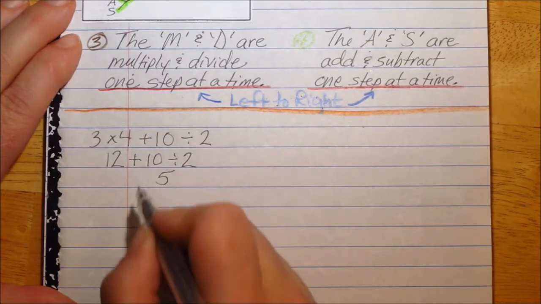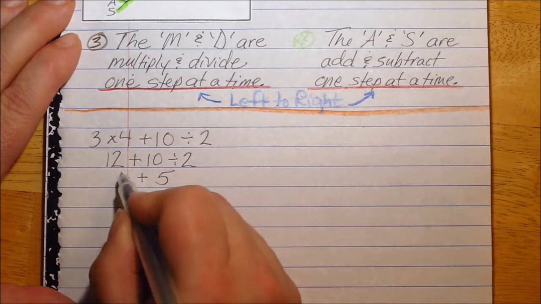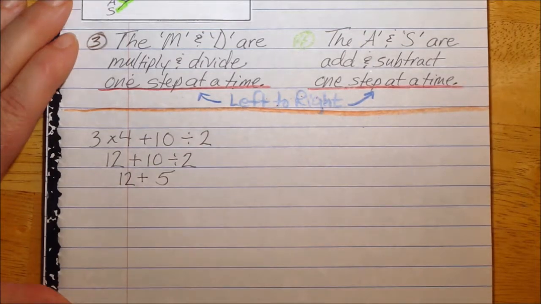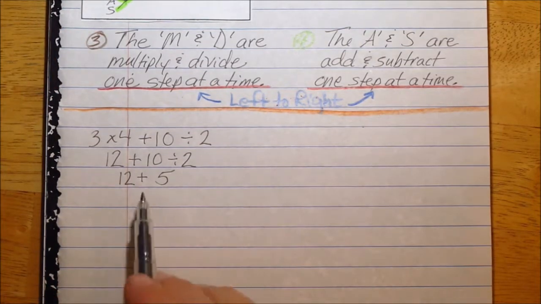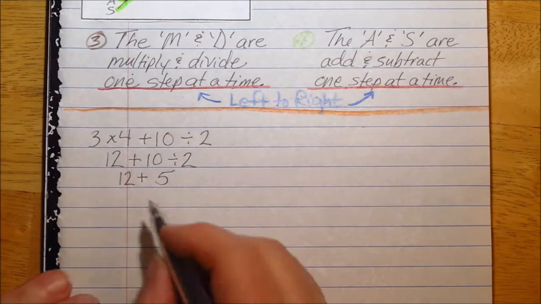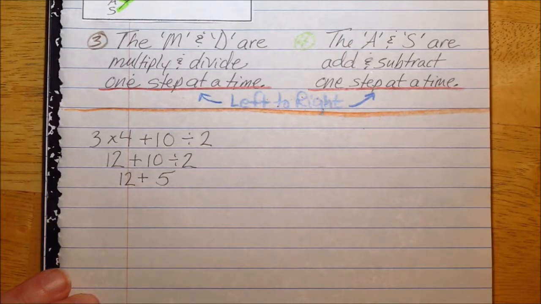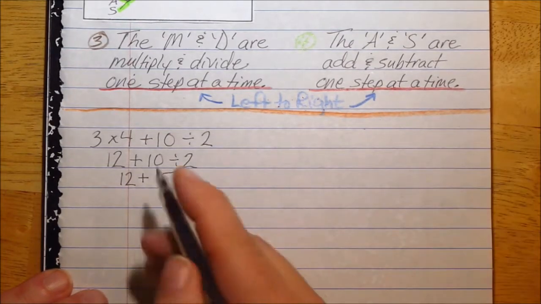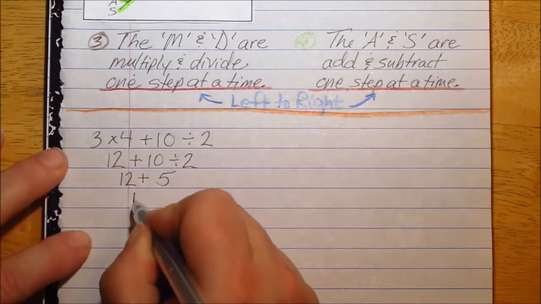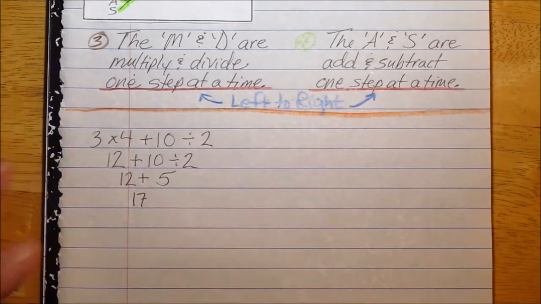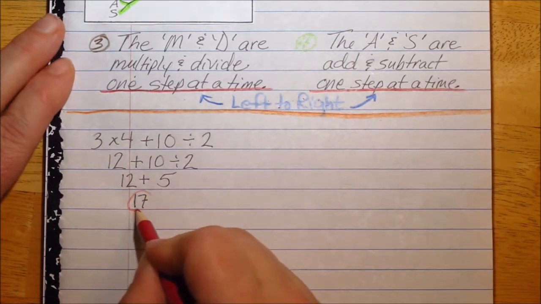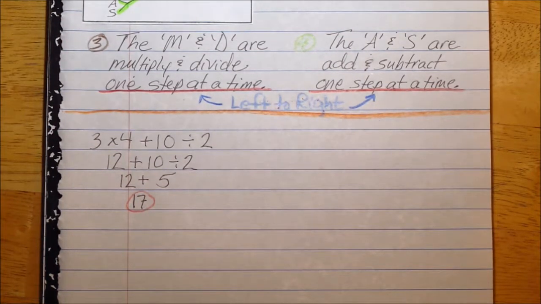Working one step at a time means then, before I do anything else, I bring down the rest of the expression. Now the only operation I have left is an addition one, so 12 plus 5 is 17. I'll just put that down there. Here we go. 12 plus 5 is 17. And I'm going to circle my final answer with my red pencil. Now here's where I'm talking about with the Pemdas Triangle.